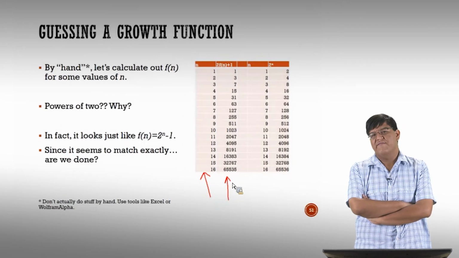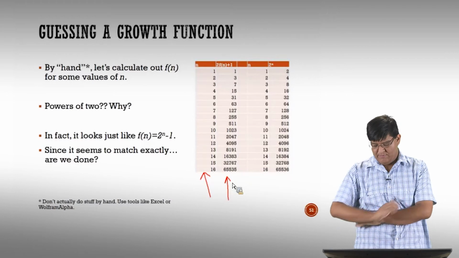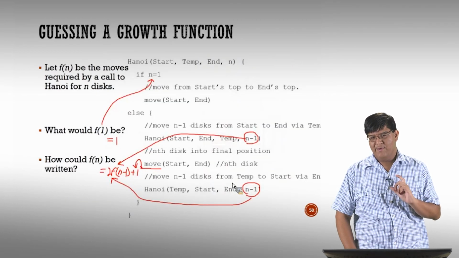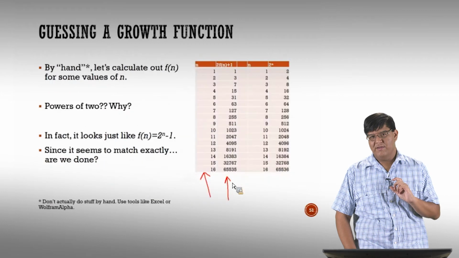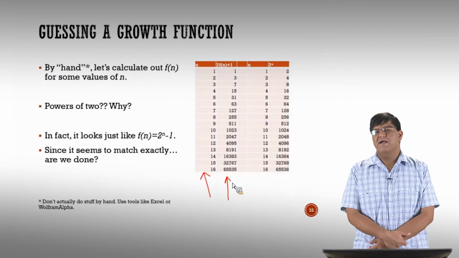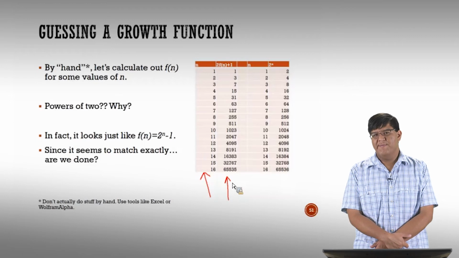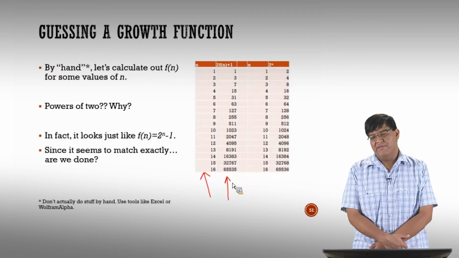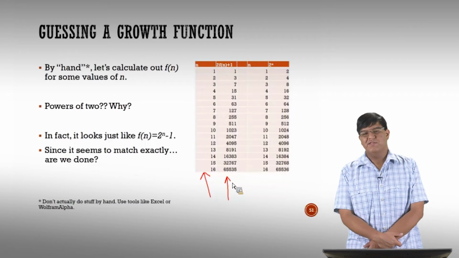Maybe ask yourself for a second: why might it look like a power of 2? Maybe go back and look at the code for a second. Actually, it's not so bad here. The reason it looks like a power of 2 is because it makes 2 recursive calls. So every time you run it, it doubles the amount of work it has to do. If you're doubling, that's like a power of 2. So we have something that looks like 2 to the n.